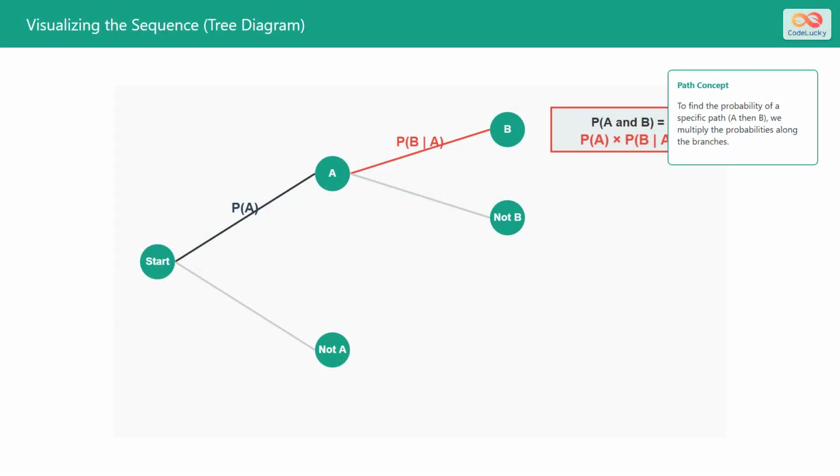We can visualize this with a probability tree. Starting from the left, if we move along the top branch, event A occurs first. From there, we move to event B to get the total probability of this specific path. We simply multiply the probabilities along the branches. Probability of A times the probability of B given A.